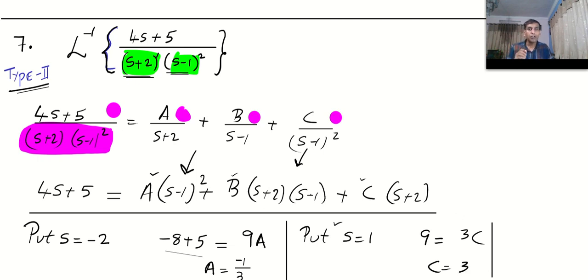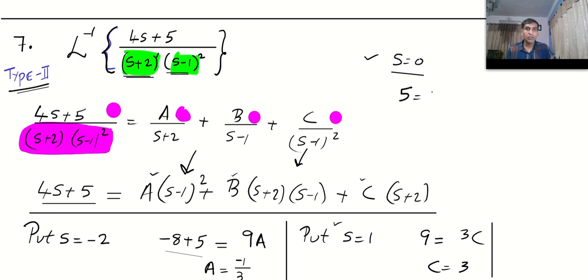Now we have to solve for one more quantity. We have a and c, so you can use any random number like s equal to 0, or you can equate the coefficients. Equating the coefficients will be difficult for the average and weak students, so I prefer putting some random number and solving it patiently. So I'm putting a random number s equal to 0, so 0 plus 5, that will be 5.